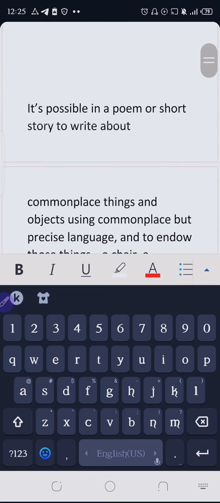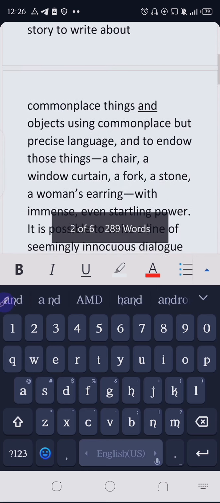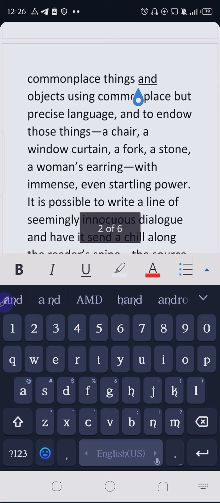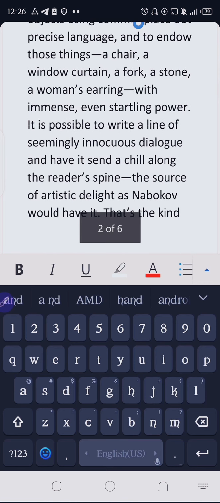Okay, so now let us go through this once again. We're just going to do a sort of speed reading through this so that we can find any other error and test the piece for flow. So let's go. It's possible in a poem or short story to write about commonplace things and objects using commonplace but precise language, and to endow those things, a chair, a window curtain, a fork, a stone, a woman's earring, with immense, even startling power.